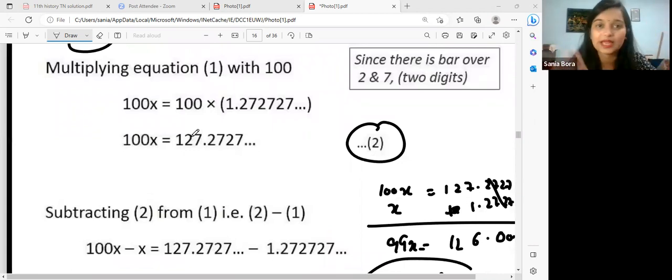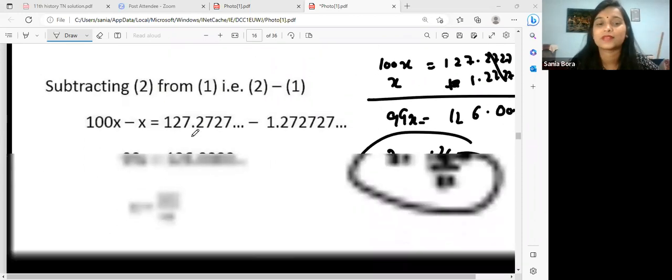First equation, you will write x equal to this. Second, when you multiply it, you will get a new equation. Subtract it, and you are going to get your answer. Okay.